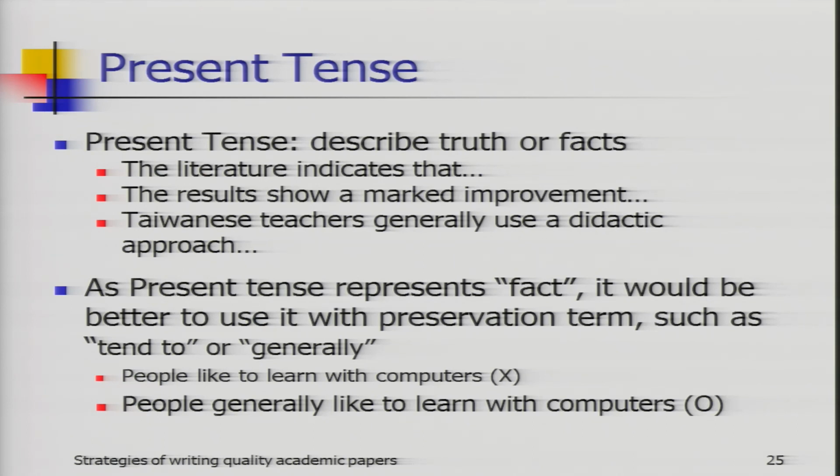For example, if you say people like to learn with computers, how can you be sure? That means you are telling a truth, a fact, that on the earth every person likes to learn with computers with no exception. That is not a correct statement. Usually, when we use present tense, we use more conservative terms, such as people generally like to learn with computers, or most people like to learn with computers. You must be very careful when you use the present tense.